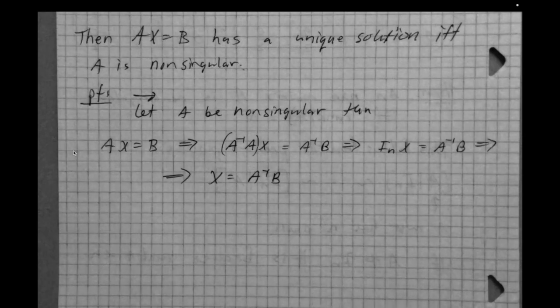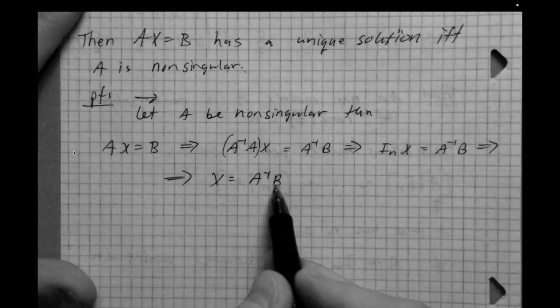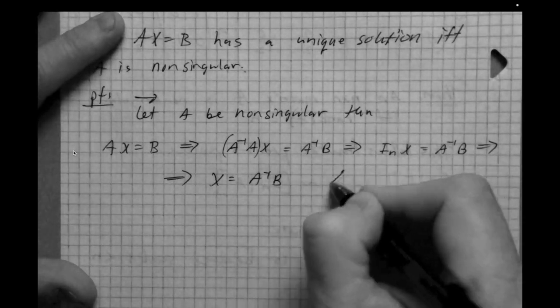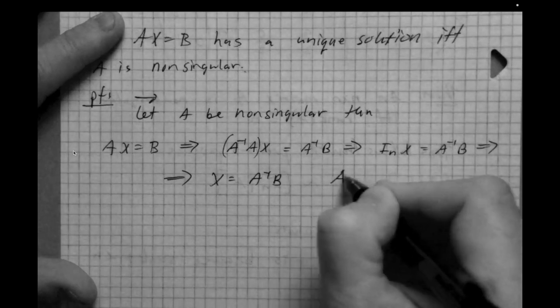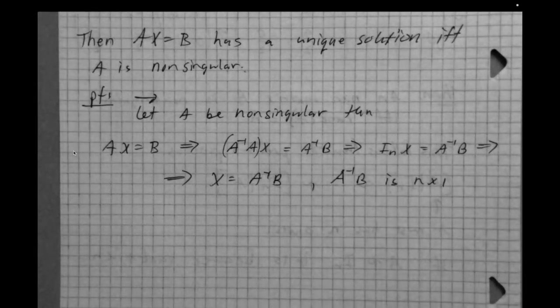Something to notice here with that A inverse times b: A inverse is n by n, b is n by 1, so A inverse b is n by 1. x is n by 1, so A inverse b is naturally n by 1 as well.